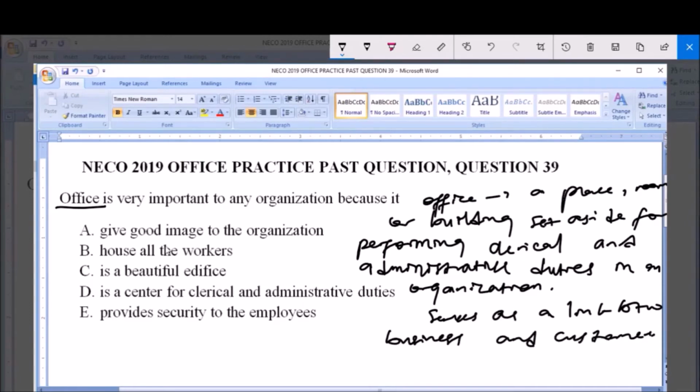Now the question says office is very important to any organization because it is, now from the definition you see that office is a place or building set aside for performing clerical and administrative duties. This is the sole importance of office to an organization, and that is option D. This is the very importance of office to an organization. Option D is the center for clerical and administrative duties.